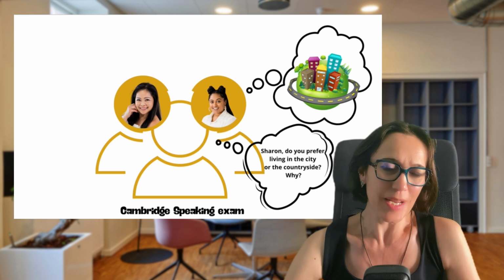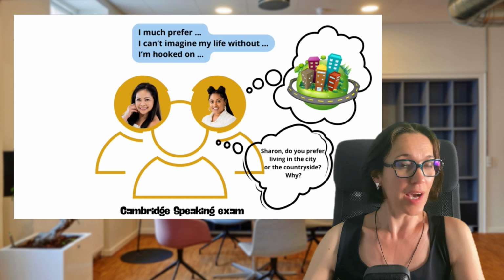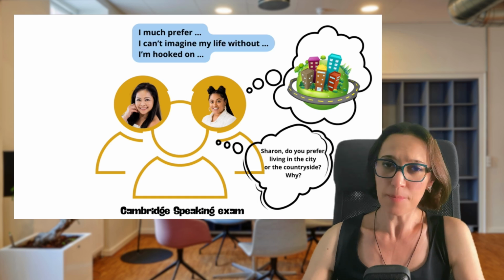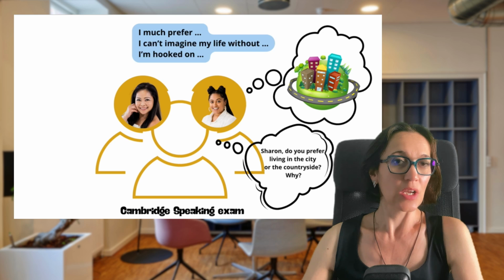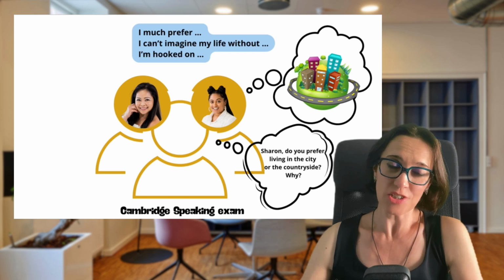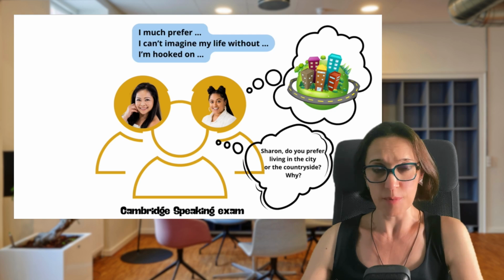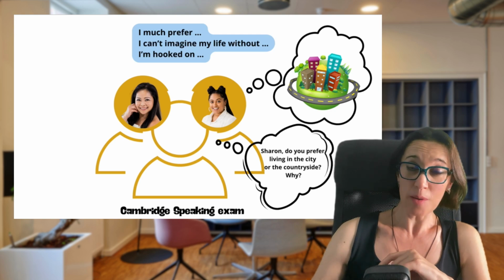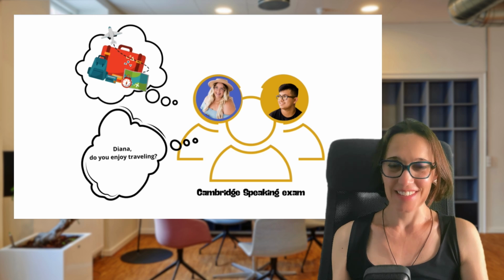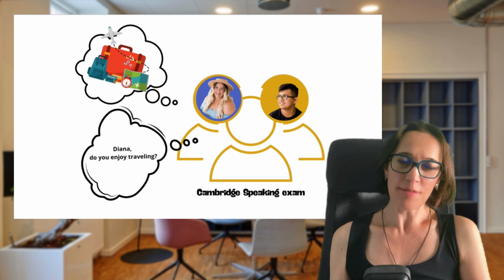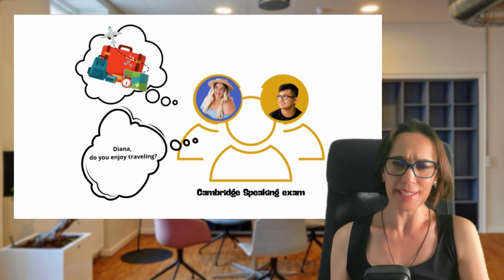Which are the expressions Sharon has used? Here they are. I much prefer, I can't imagine my life without, and I'm hooked on. With this range of expressions, Sharon has shown a B2 level of proficiency. Good job, right? Meet Diana and Alex. Diana is a traveler. There is another word that defines people like Diana.